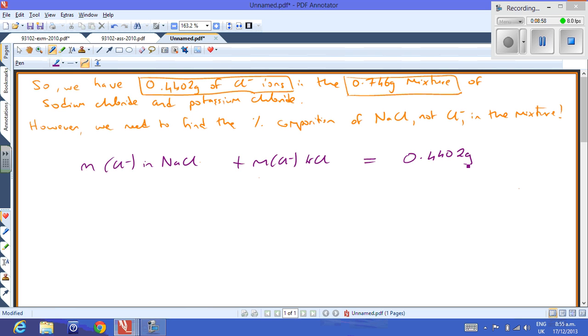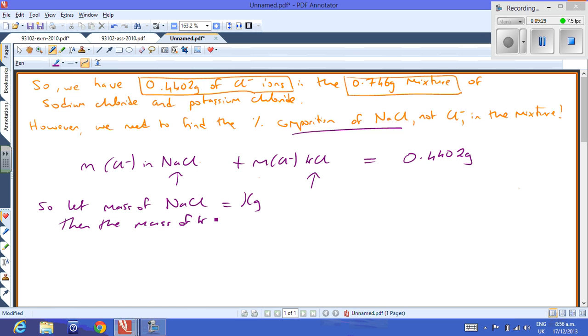So we need to work out expressions to represent the mass of NaCl and the mass of KCl. If we let the mass of NaCl equal X grams, that's the ultimate thing that we want to find, the composition of NaCl in the mixture. Then, if the mass of NaCl is X, the mass of KCl is going to be equal to 0.746 grams, which is the total mass of the mixture, minus X. We'll just keep the units there beside it.